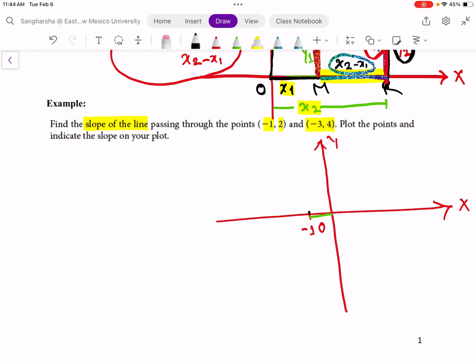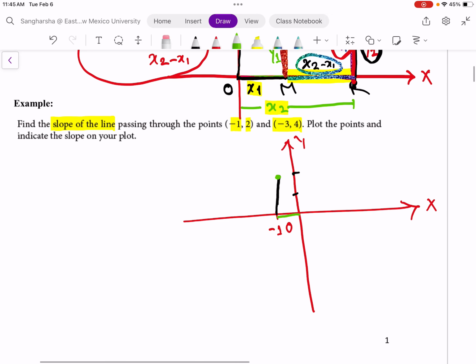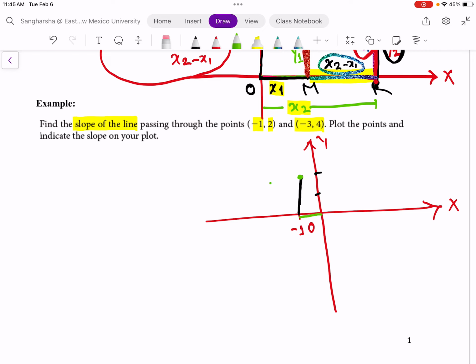Okay, let's say this is 1, this is 2, so this is 1, 2, and we have the final point, which is this one. Every time you are starting from the origin, you go along the horizontal axis, then you go along the vertical, which is the y-axis. So the coordinate of this point is -1, 2.